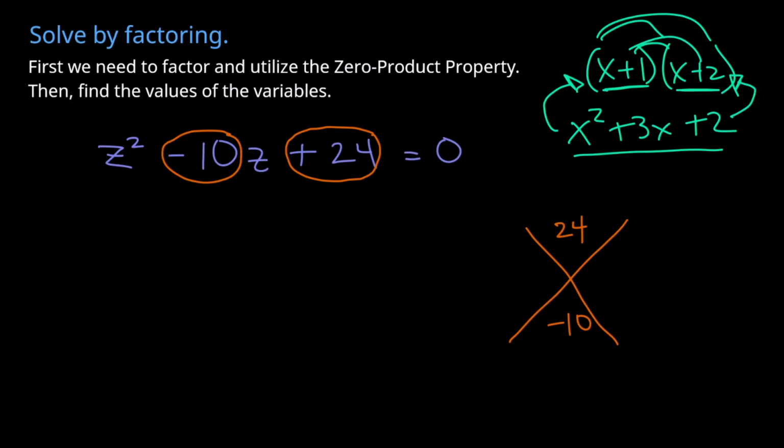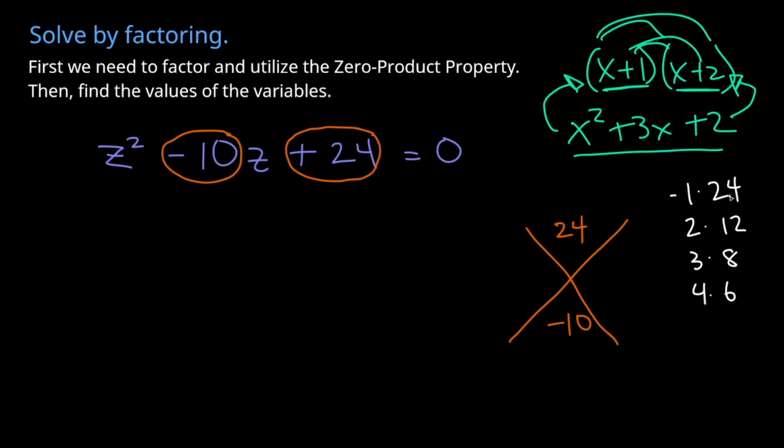So let's just start off by finding factors of 24. Starting off with 1, we have 1 times 24. We can check for 2. We have 2 times 12. 3 times 8. 4 times 6. And then it starts to repeat itself, and we can stop once it starts repeating itself. So we're looking at factors of 24 that will add up to -10.